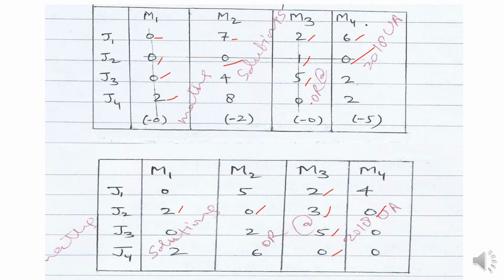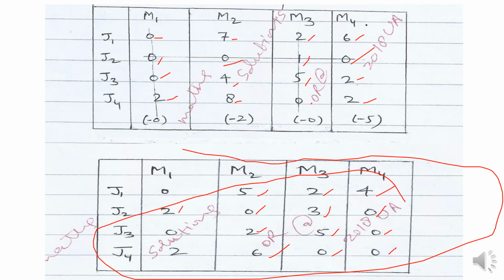Now wherever there is no line, we will subtract 2 from there. So 7 minus 2 is 5, 6 minus 2 is 4, so 5 and 4. Then 4 minus 2 is 2. Then 8 minus 2 is 6. Then 2 minus 2 is 0 and 2 minus 2 is 0, so these values are 0. So now we got the new table.